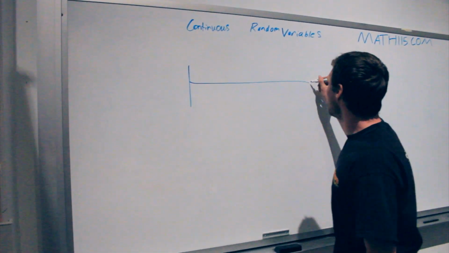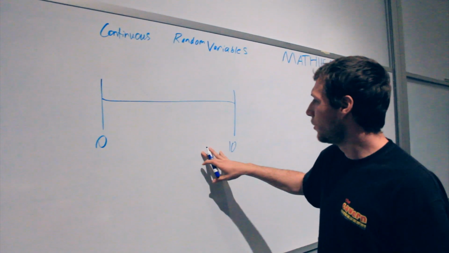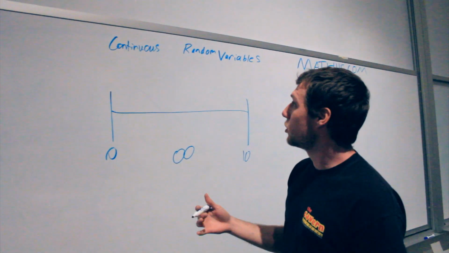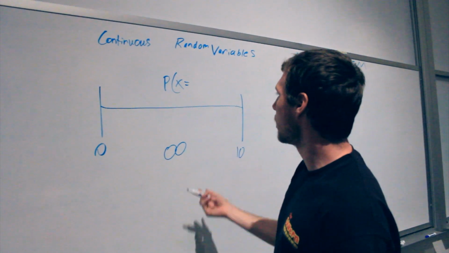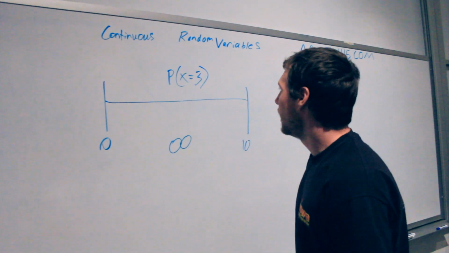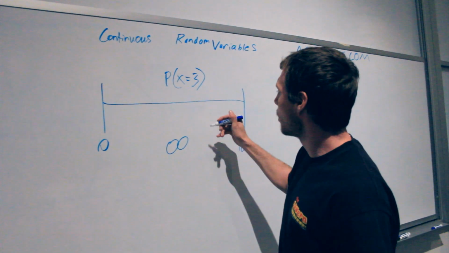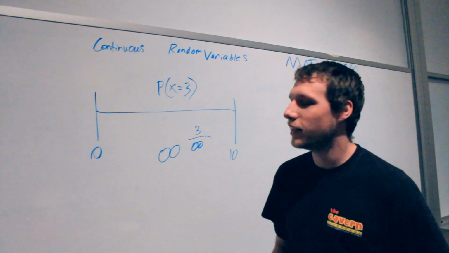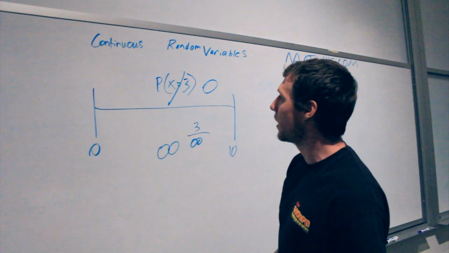To illustrate, we can take a number line from 0 to 10. Within this number line, there already are an infinite amount of numbers. So in continuous, if someone asked you how to find the probability of x equaling some specific number, let's say 3, it's impossible, because essentially we would be taking this number 3 and dividing it over an infinite amount of numbers. It would be so infinitely small that it just doesn't exist, so that would always be 0.